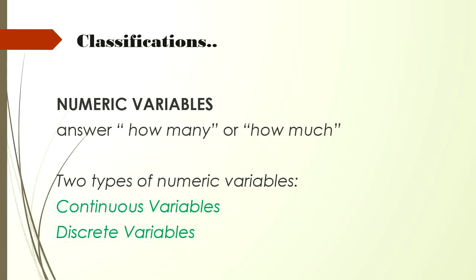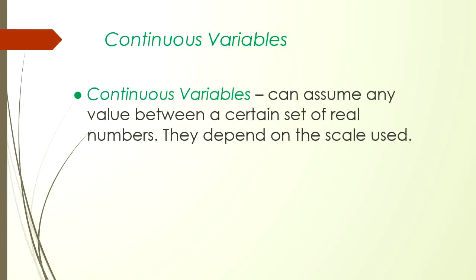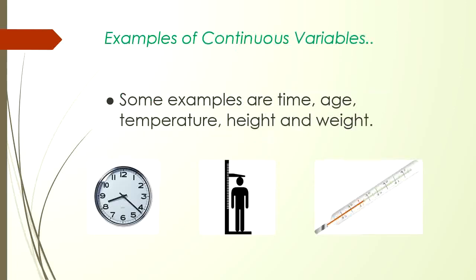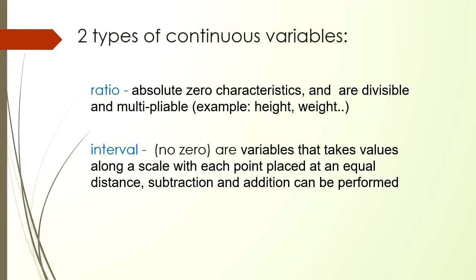Continuous variables. Discrete variables. Continuous variables can assume any value between a certain set of real numbers. They depend on the scale used. Some examples of continuous variables are time, age, temperature, height, and weight. Two types of continuous variables.